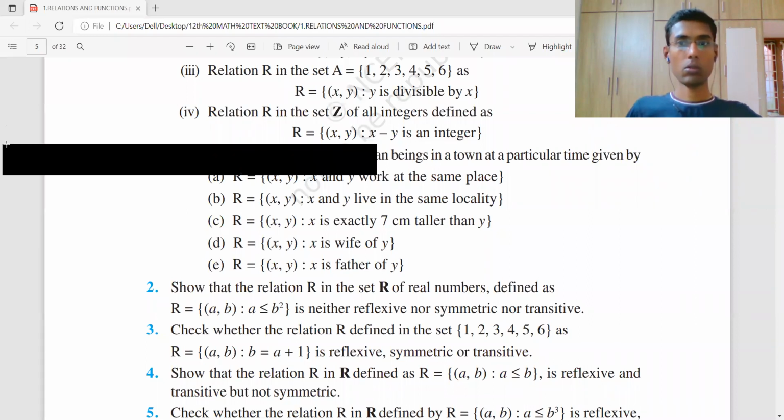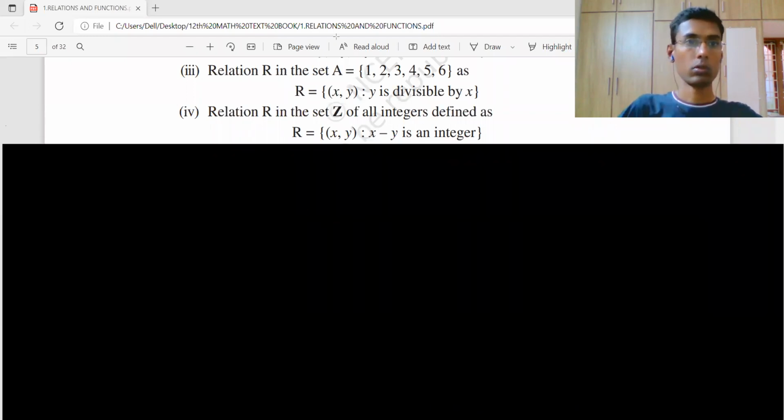Sir, it's reflexive because every number is divisible by itself. Good. I don't think it's symmetric. Okay, reflexive. How do you prove it? If you take any number, it is divisible by itself.